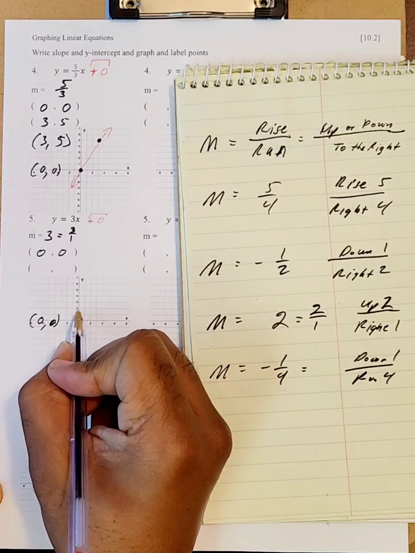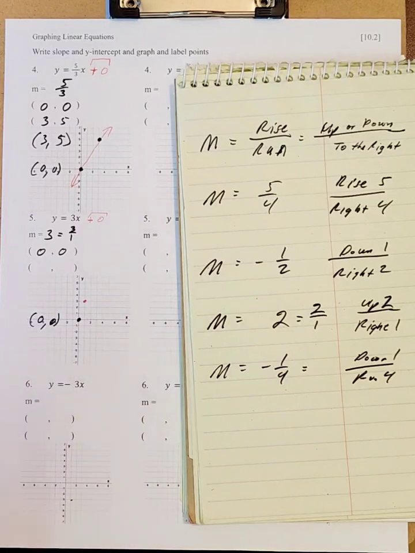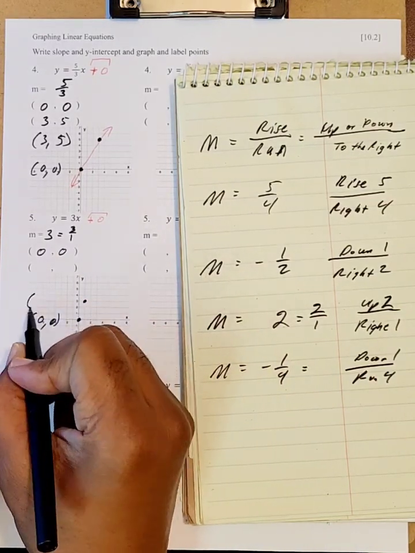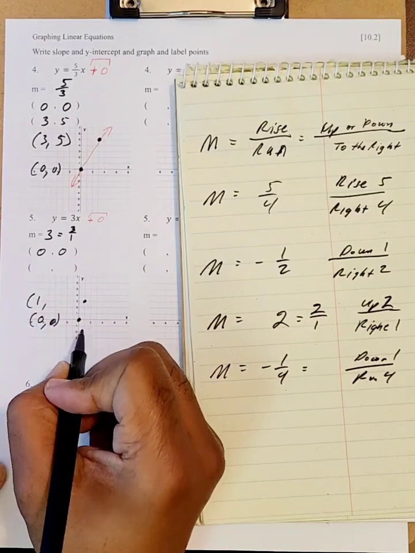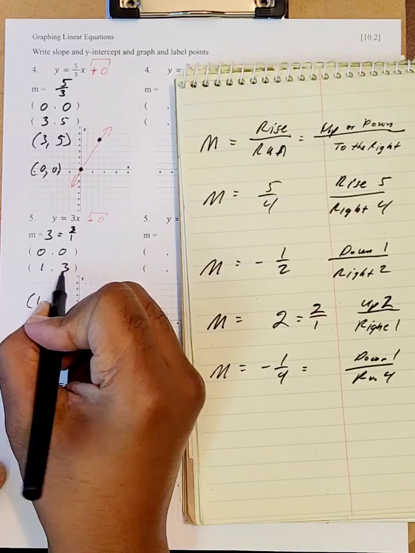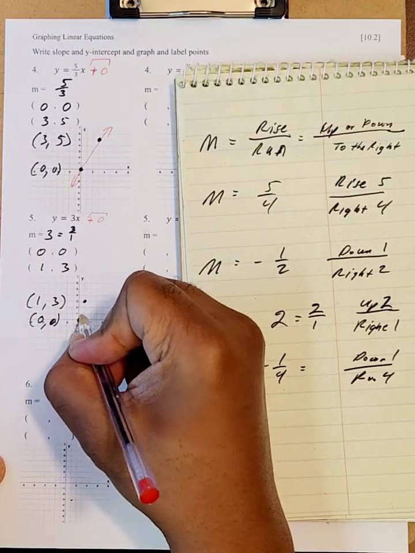So up 3 times and then over 1 from our point takes us to this point right here. The location of this coordinate right here is x is 1 and y is 3. So 1, 3. So we'll put 1, 3 here, and then we'll draw a line through the points.